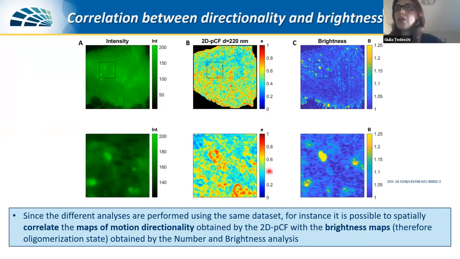Just an example here: you can see in this region a higher brightness region, and here you also have a corresponding strong motion directionality from the 2D PCF. While, for example, here, there's another region with a strong eccentricity, but that doesn't correspond to higher brightness. So this kind of analysis can be important to study membrane proteins in general and try to correlate the differences in different points of the membranes.